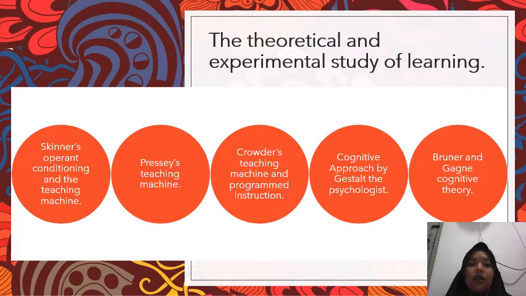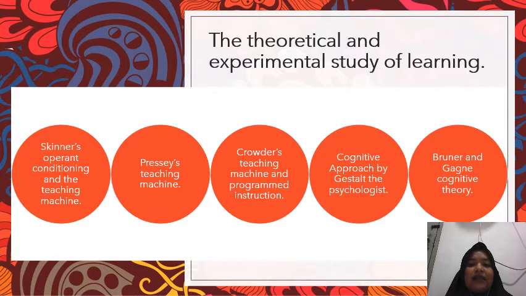Skinner needed to know about the response of the pigeon. When Skinner wants the pigeon to do something, and the pigeon does it, Skinner will give the pigeon food.